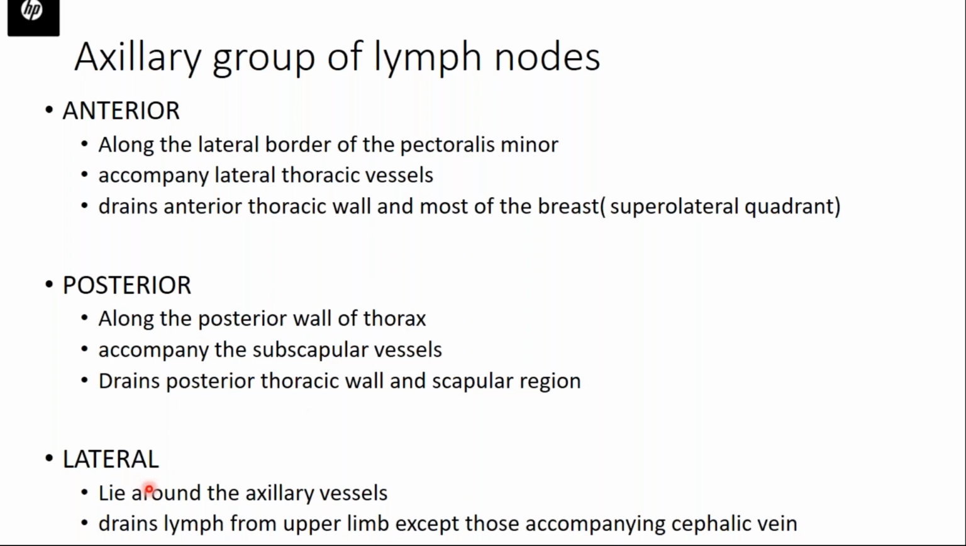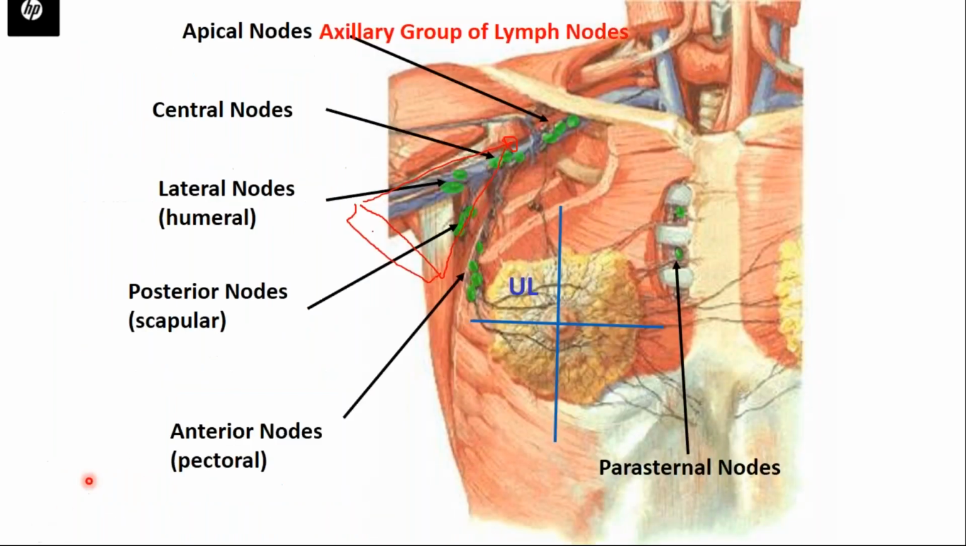The lateral group of lymph nodes arise from the upper limb. All the lymphatics from the upper limb go towards the lateral group of lymph nodes, which is along the line of the basilic vein. This is the posterior group of lymph nodes.